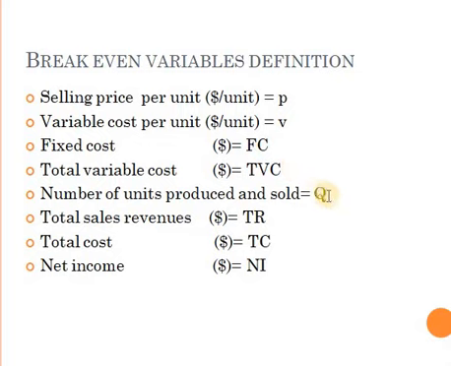Number of units produced and sold will be referred to as Q. Total sales revenues equal to TR. Total cost, TC. Net income, NI.